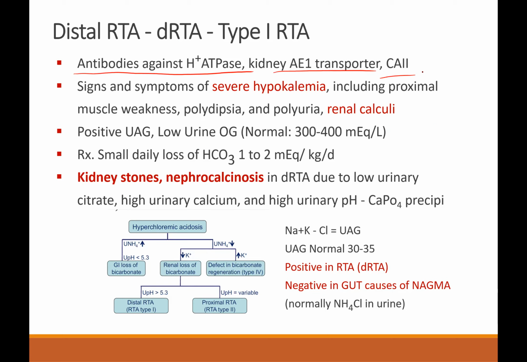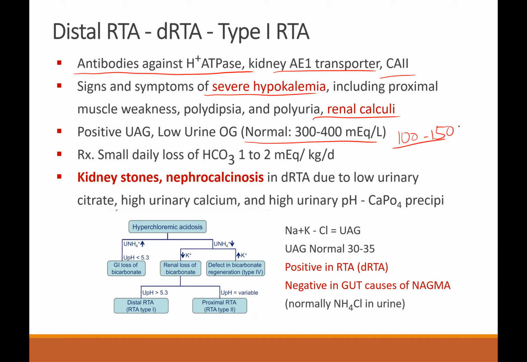Here, the hypokalemia is severe. Signs and symptoms of severe hypokalemia include proximal muscle weakness, polydipsia, polyuria, and renal calculi. Why renal calculi? We will see. Positive urine anion gap, we know RTA is associated with a positive gap, and low urine osmolar gap. Normal urine osmolarity is 300 to 400. Plasma osmolarity, we know, is 290. In this case, urine osmolarity is 100 or 150.